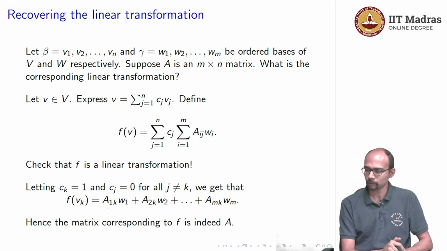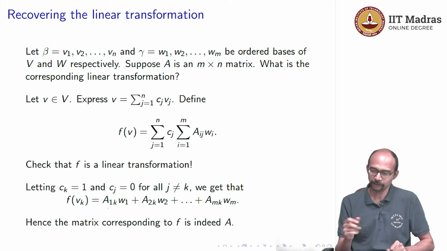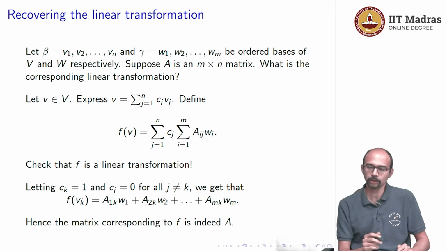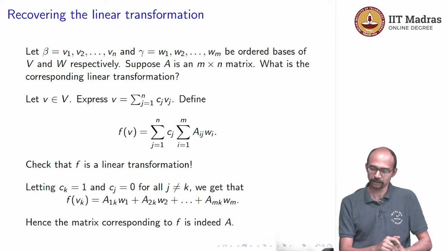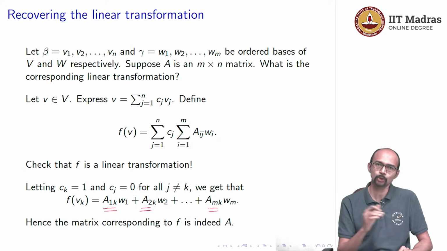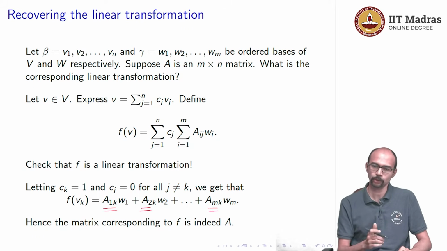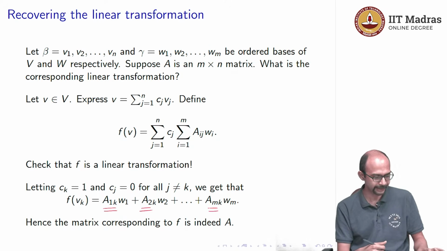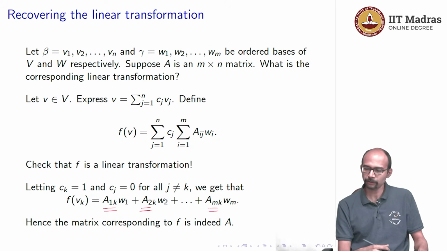So, the matrix corresponding to f is indeed A, because remember how we get that matrix. We take the basis v1, v2, vn, and we write f of v_j in terms of a linear combination of the w_i's. Here these are exactly the coefficients, and those coefficients are exactly what is going to go into the kth column. So, that is exactly what A is. So, the matrix corresponding to f is indeed A.